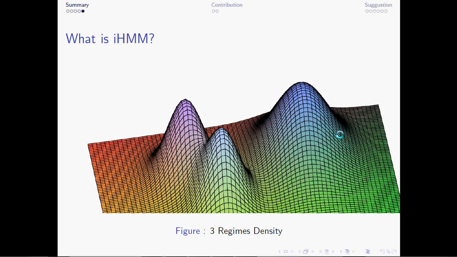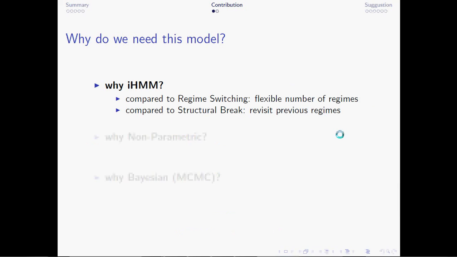So iHMM is basically a highly sophisticated technology that can estimate the number of clusters and the means and variances of them at the same time. So the first question to ask is, do we really need this high tech? We have the regular HMM. Do we really need to add this small letter I in front of everything?